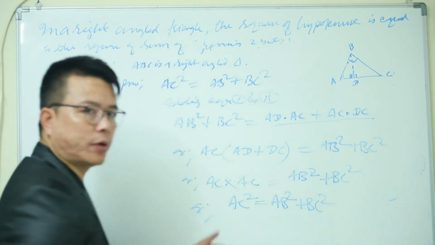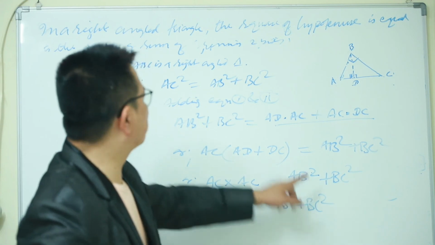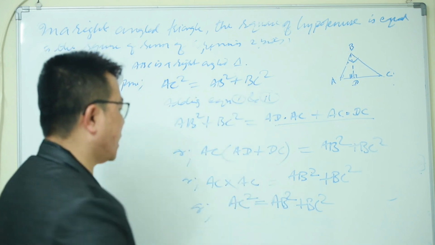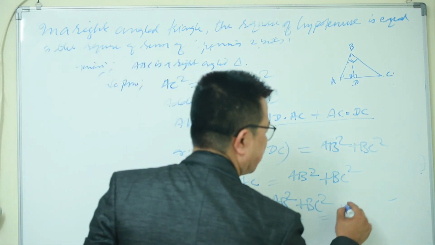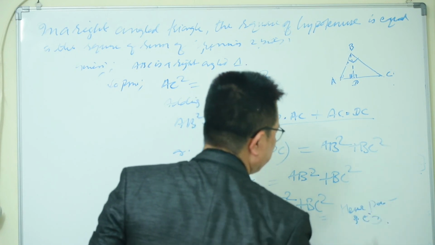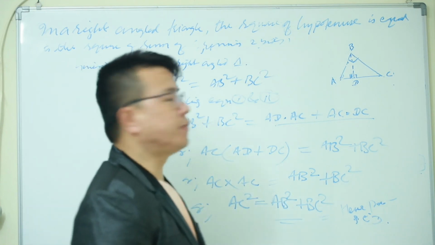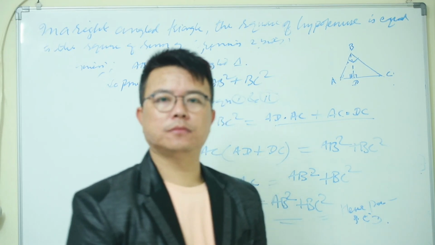This is the thing we are going to prove. AC square is equal to AB square plus BC square. See what you have to prove. So this is called Pythagoras Theorem, hence proved, QED. This is very important, and this Pythagoras Theorem is applied in different branches of mathematics up to the higher level. Thank you very much.